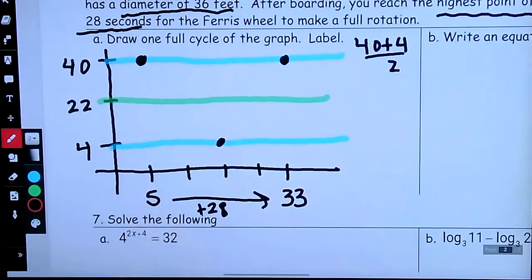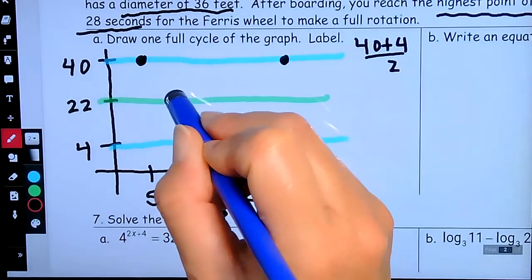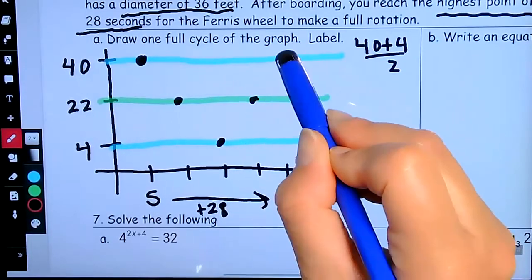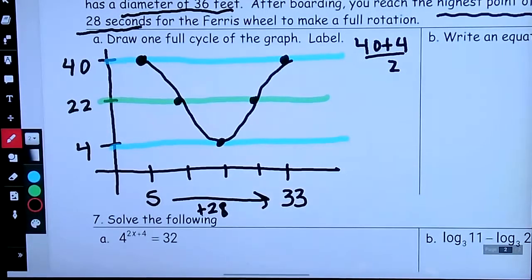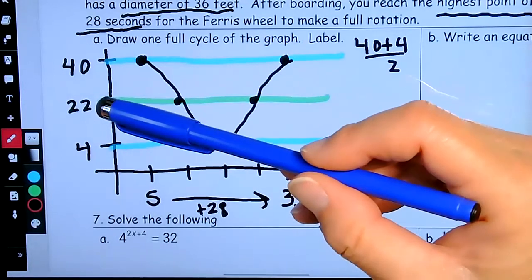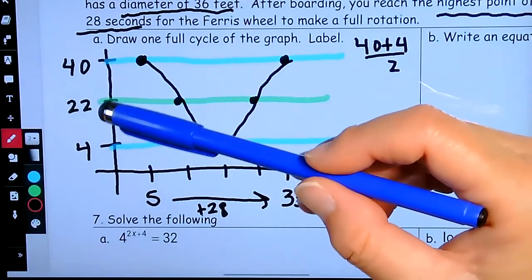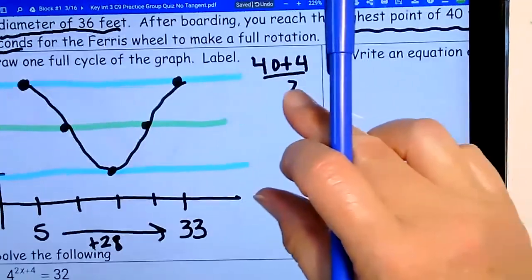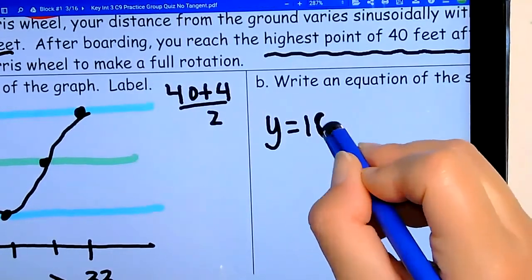So I'm going to have another high at 33. Halfway in between is my low. Halfway in between 5 and my middle here is going to be my 22. And over here, 22. And here is my graph. And then I need to write an equation. I'm going to do a cosine because I'm going high to high. It's positive. The distance from here to here is 18. And the distance from here to here is 18. So that means my amplitude is 18. Okay. So I'm going to have y equal positive 18 cosine.